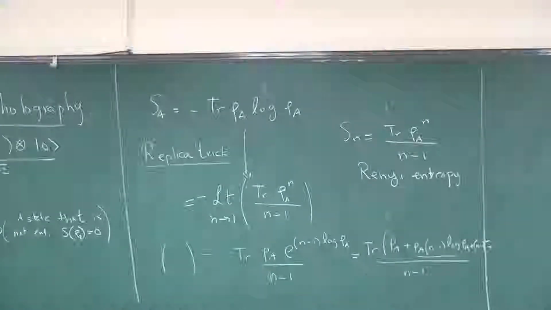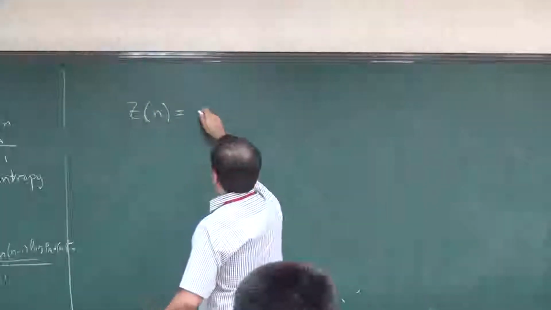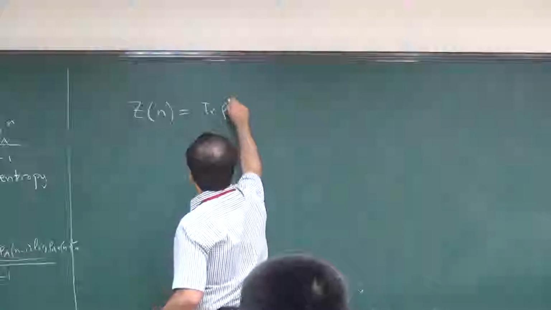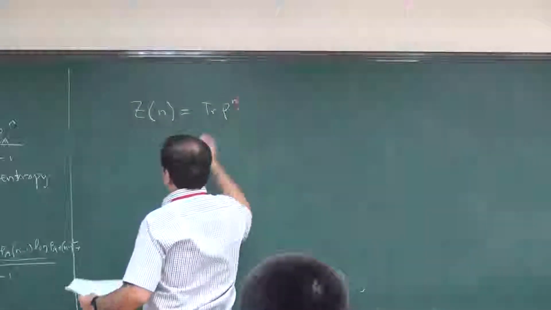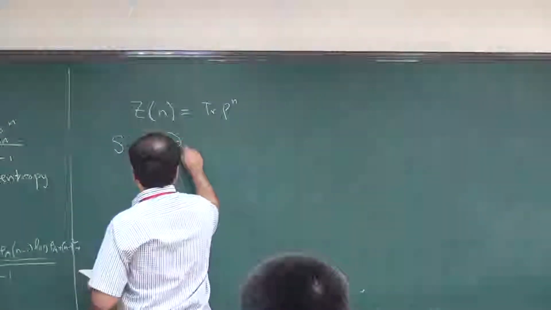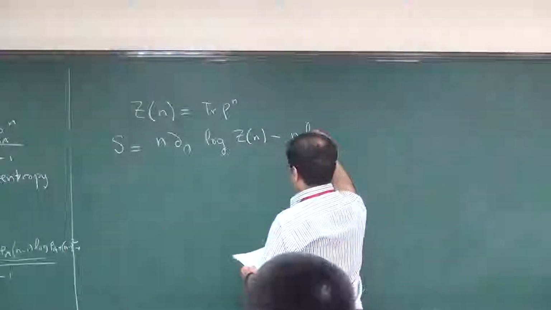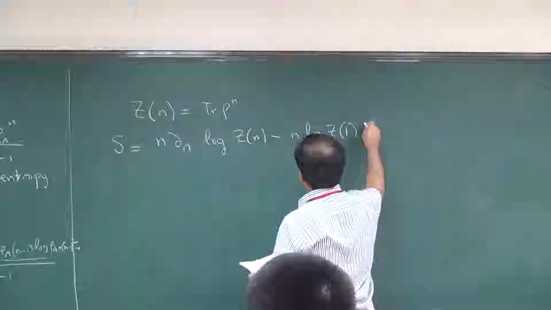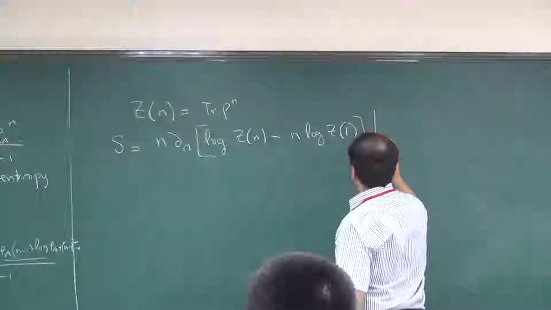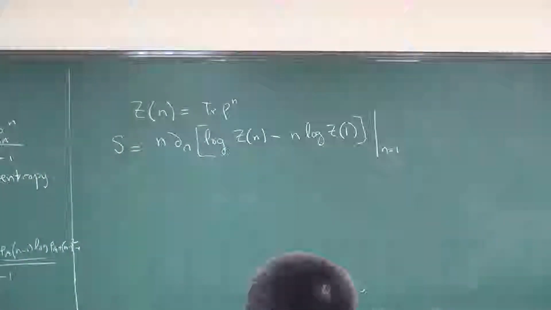So there's another useful way of rewriting this entanglement entropy, in the following way. If I define Z_n to be trace of rho to the power n, or rho_A to the power n, I'm dropping the subscript, then entanglement entropy can be written as the derivative of log of Z_n minus n log of Z_1, and all this is evaluated at n equal to 1. So this just follows from this definition.